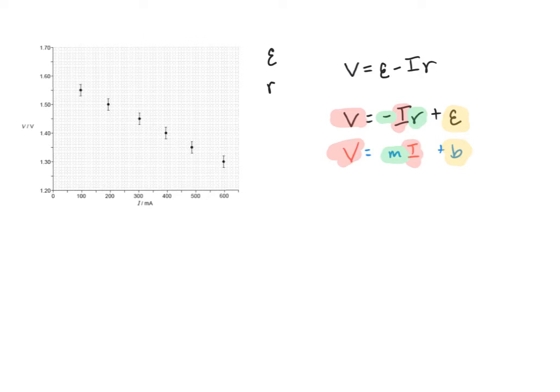So what this means is if we find the slope of our line of best fit, that is going to be equal to our internal resistance. And if we find our y-intercept, that is going to be equal to the EMF of our cell. So let's go ahead and try that out. To do that, I'm going to start by trying to draw the line of best fit for my equation.